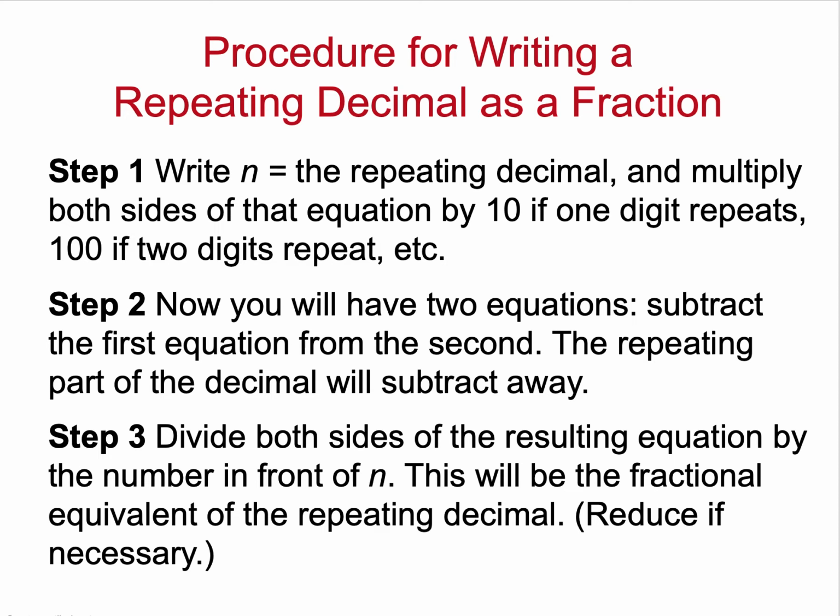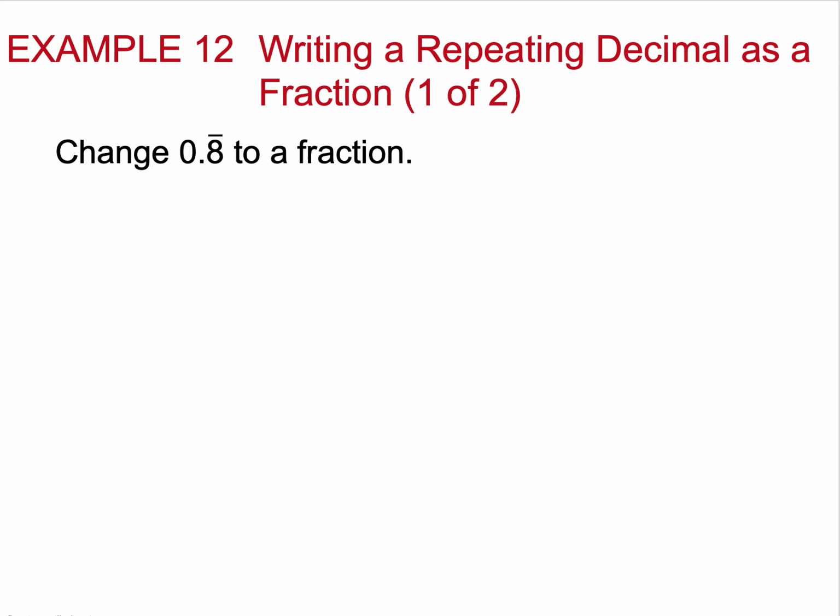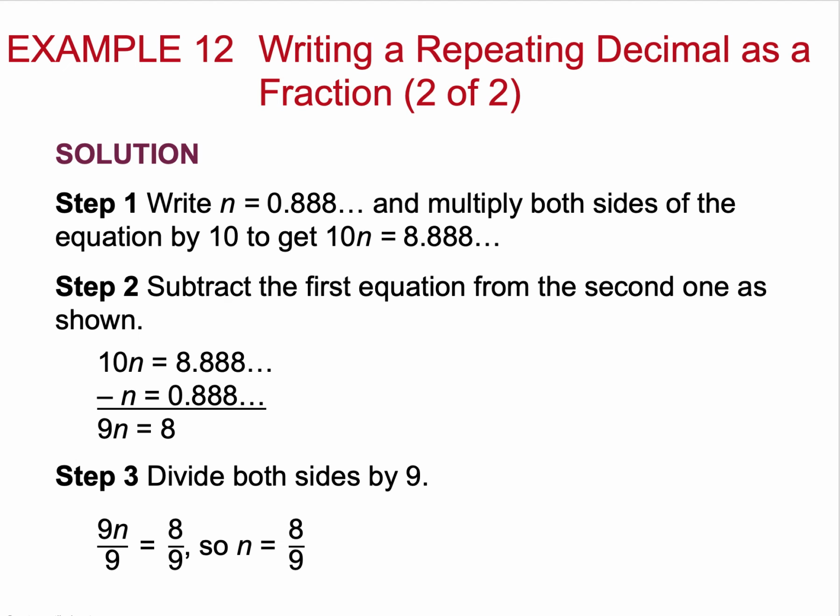Now, what if I have a repeating decimal? So if I have a repeating decimal, I want to take that and multiply both sides of the equation by 10, 100, or 1,000, whatever I need to do until I get those repeating digits in front of the decimal. Once I do that, I'm going to subtract them and then divide both sides by the number in front of n. This sounds like a lot of work, but it's not too bad.